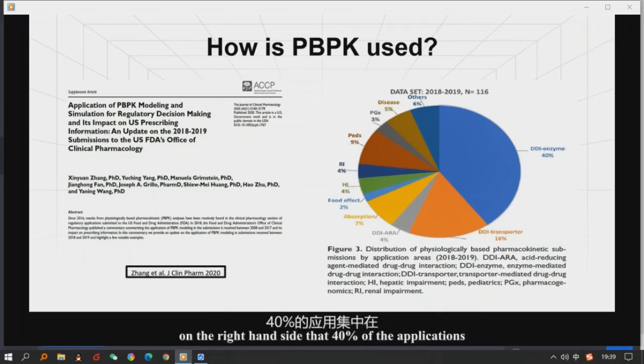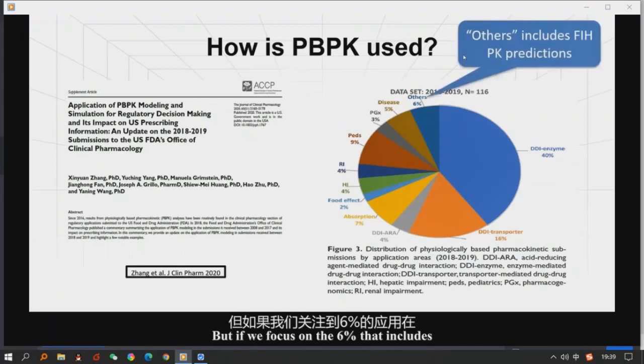You will see from the diagram on the right-hand side that 40% of the applications focused on drug-drug interactions and enzymes, and 16% focused on drug-drug interactions with transporters. But if we focus on the 6%, that includes applications of first-in-human PK predictions. And there are various other applications such as pediatric modeling, etc. So there are many applications for PBPK. It is used in many situations.